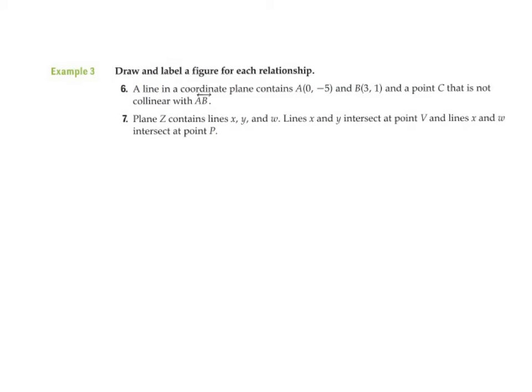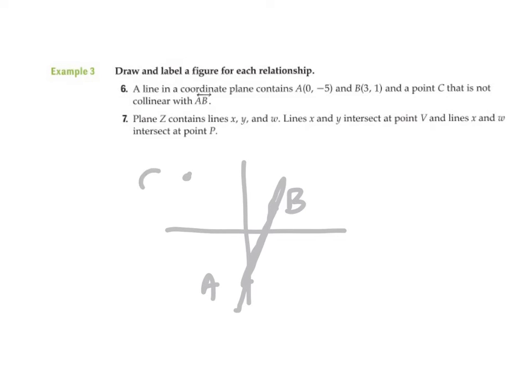Okay, so A is (0, -5), B is (3, 1), and point C is not collinear to AB. All right, so let's just draw. So (0, -5) is going to be down here. Let's just give that A, and (3, 1) is going to be there, which is B. And point C is not collinear. So that line here, so long as you put point C anywhere else on the plane, apart from anywhere on that line, you've got a good answer. So let's just put it up in this quadrant and let's just give C there.